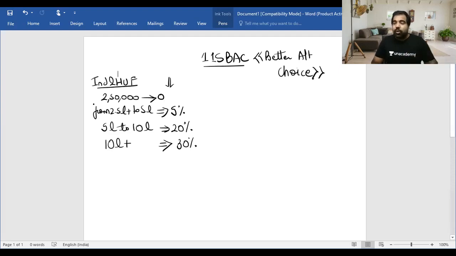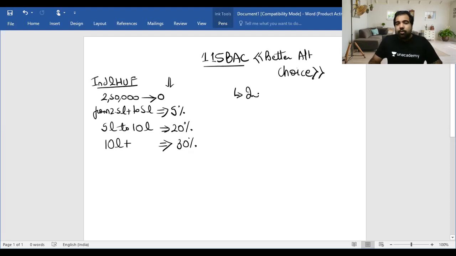The second slab is 2.5 lakh to 5 lakh. But the third slab is suddenly 10 lakhs, and the fourth is an unlimited slab. So these rates were slightly erratic, and hence the government said: do you want a better available choice? So we will give you a better available choice under section 115 BAC, guys.